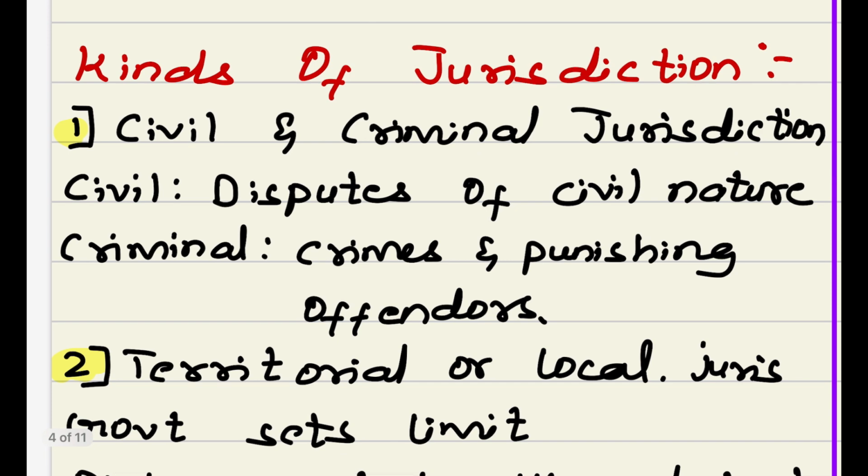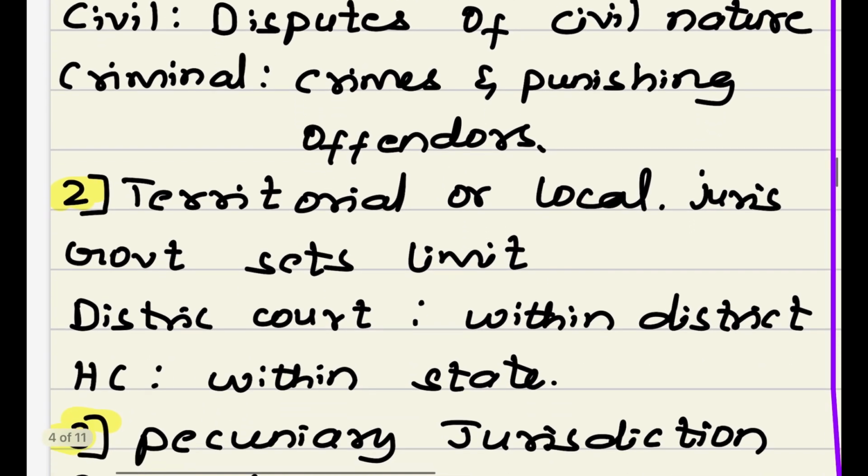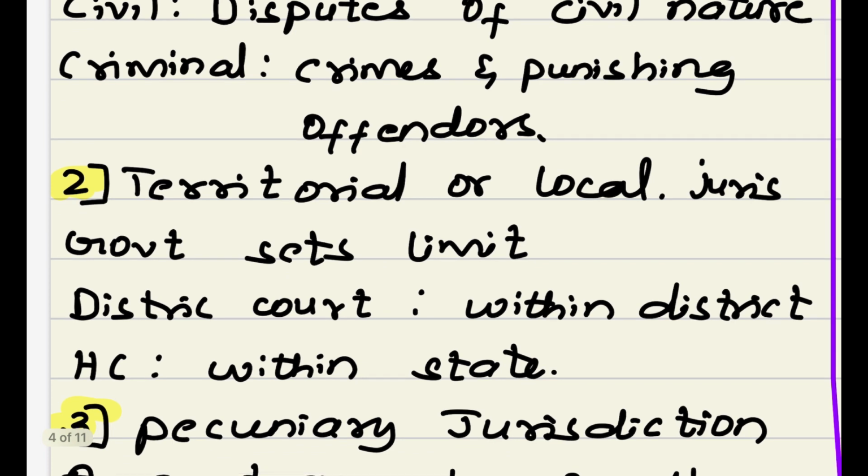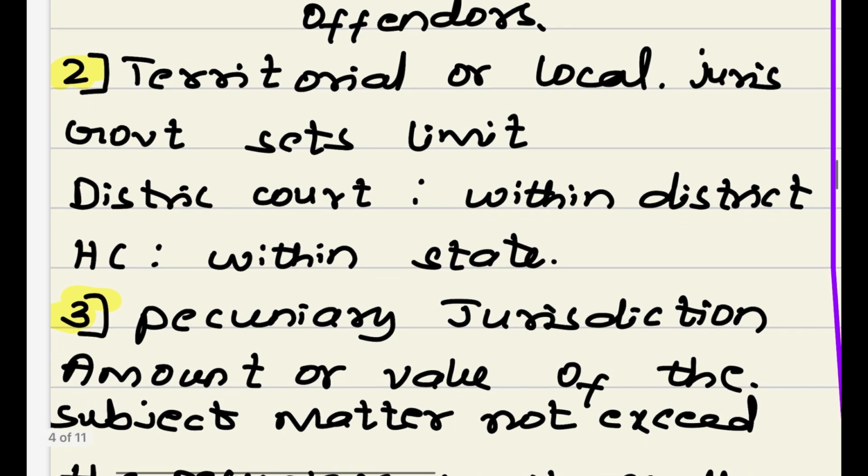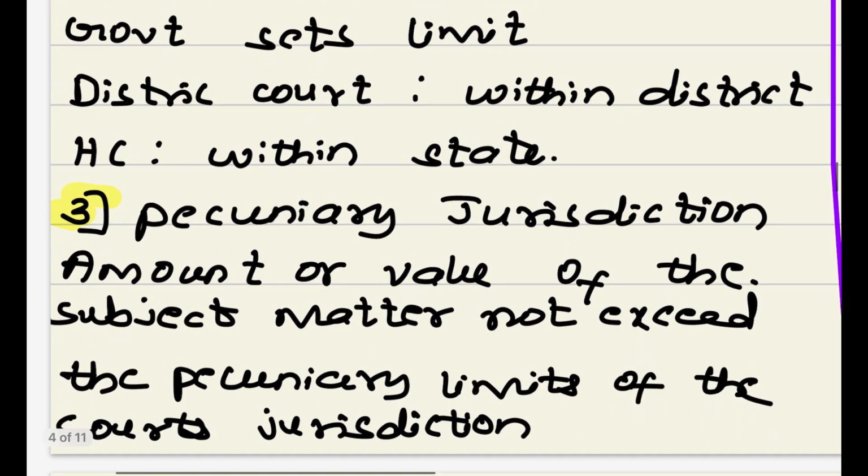Kinds of jurisdiction. We have first civil and criminal jurisdiction. For civil we have disputes of civil nature, and for criminal it is crimes and punishing the offenders. The next is territorial or local jurisdiction. For this the government sets the limits of the territory for different courts. So a district court can decide within its district, and a high court can decide within a state, its jurisdiction.